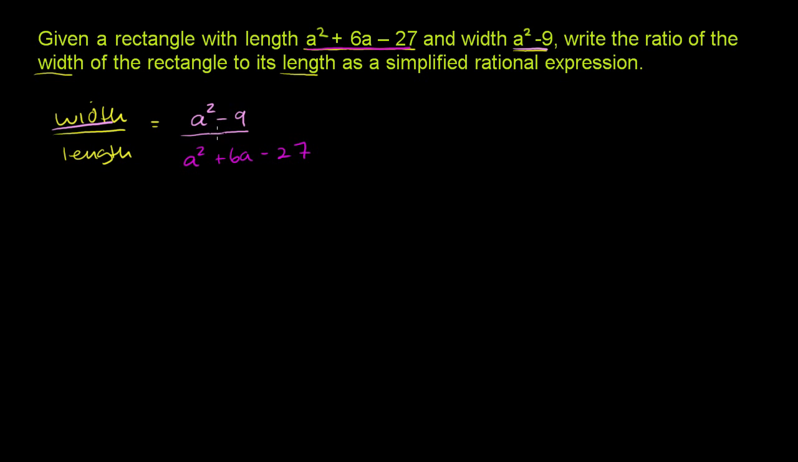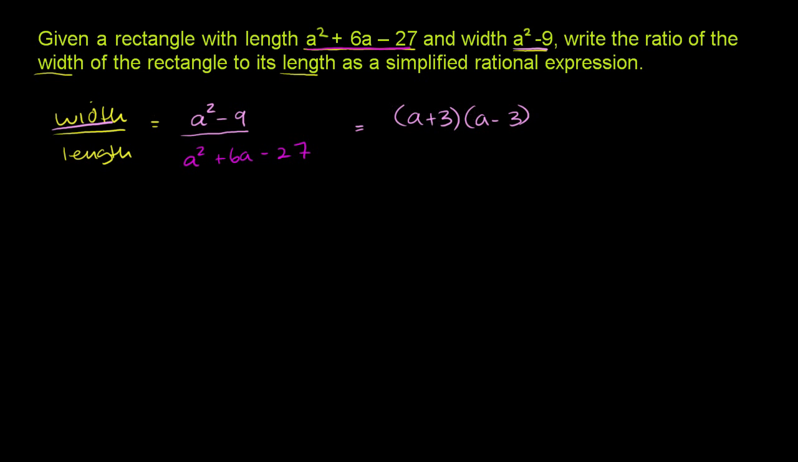And so the best way to simplify this, whether we're dealing with expressions in the numerator and denominator or just numbers, is we want to factor them and see if they have any common factors. And if they do, we might be able to cancel them out. So if we factor this top expression, the expression for the width, this is of the form a squared minus b squared, where b squared is 9. So this is going to be the same thing as a plus the square root of 9 times a minus the square root of 9. So this is a plus 3 times a minus 3.